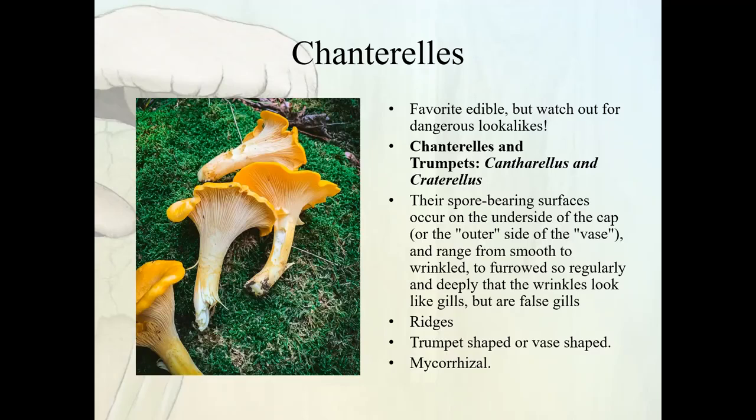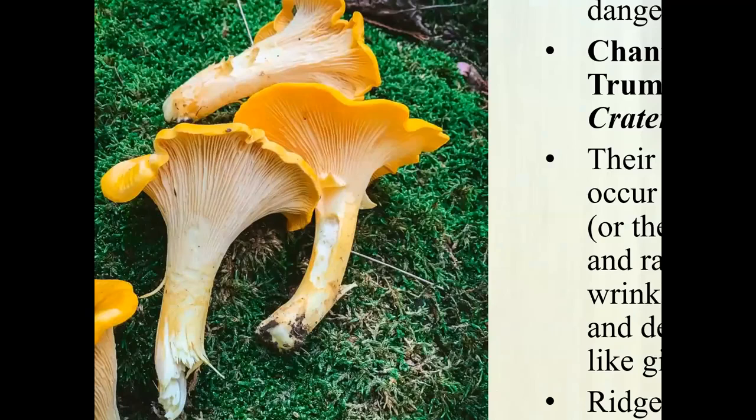Their spore-bearing surfaces occur on the underside of the cap and range from smooth, wrinkled, to furrowed. So the wrinkles kind of look like gills, but they're not gills. People like to call them veins, because when you look at the middle of it, they're kind of interconnected and look like the veins in your body. So that's why they're called veins. So this specific one right here, if you zoom on up, you see that it's kind of interconnected where it's connecting together. It's very hard to see in this specimen.